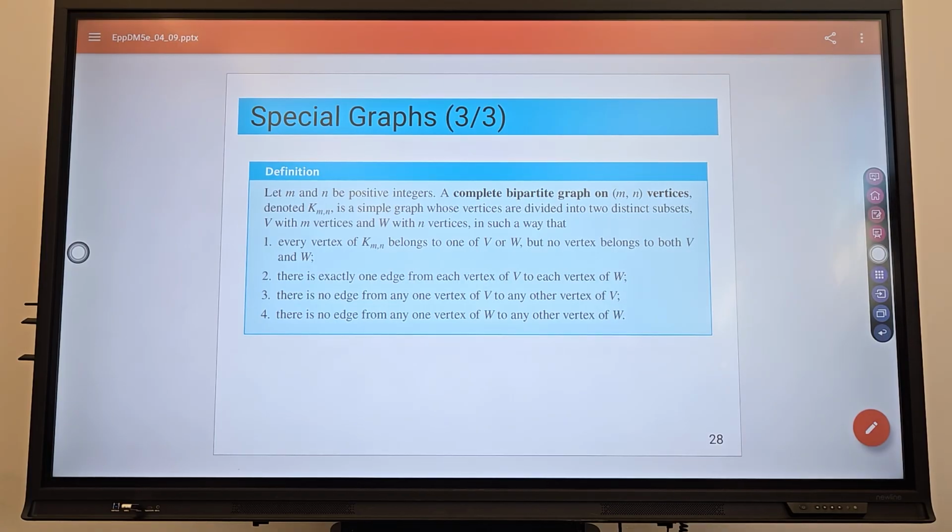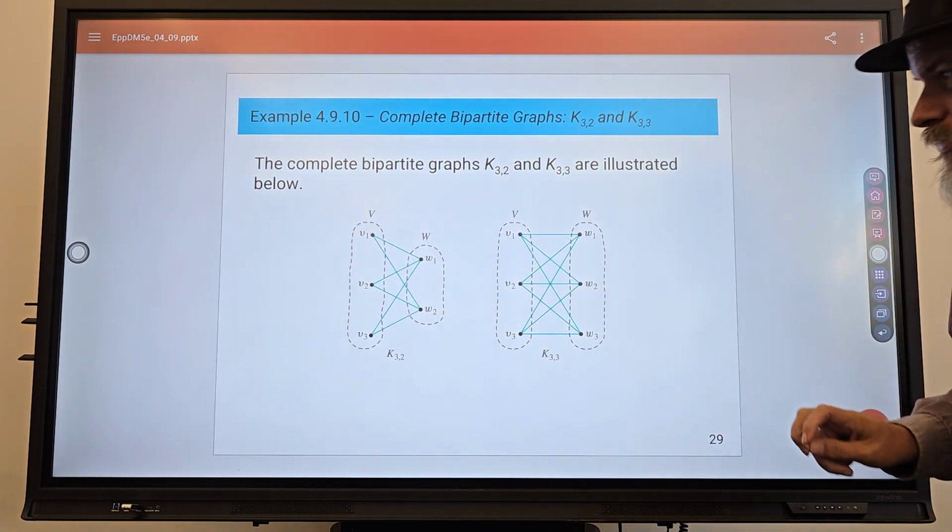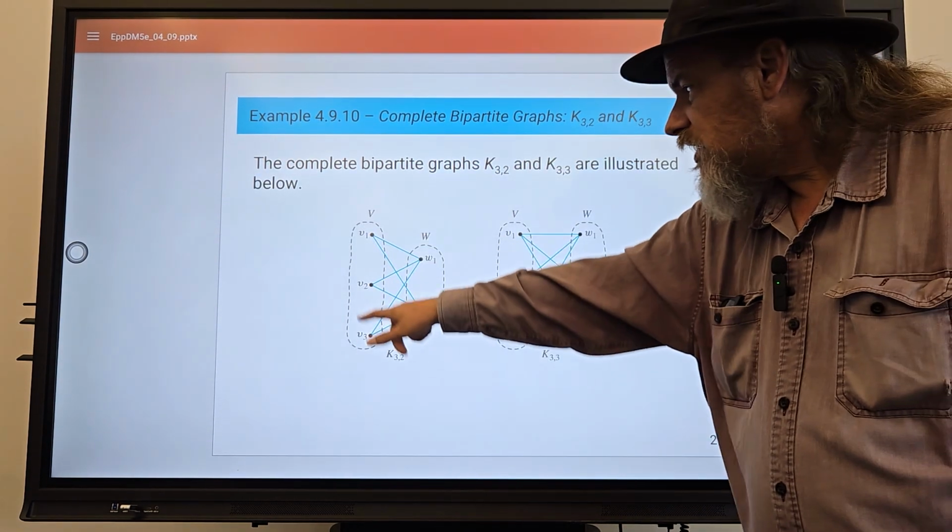Okay, a lot of words. Pictures are worth 1,000 words. What does that mean? Fully connected groups.